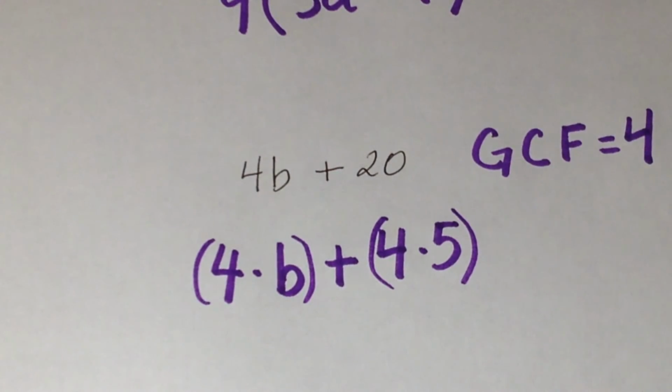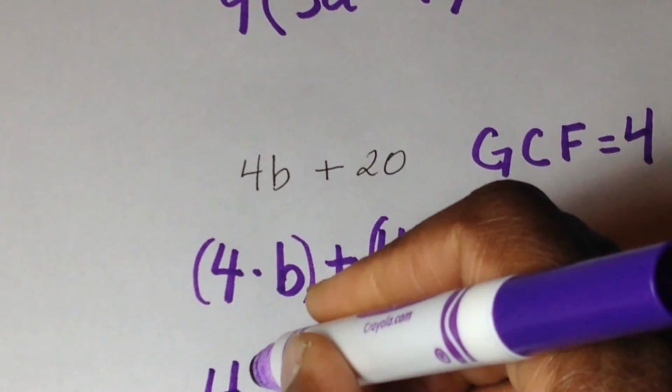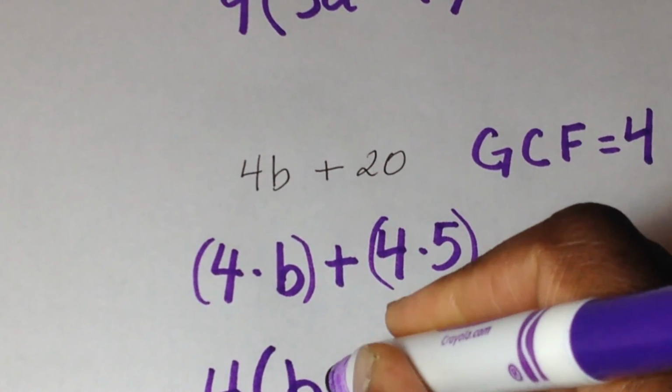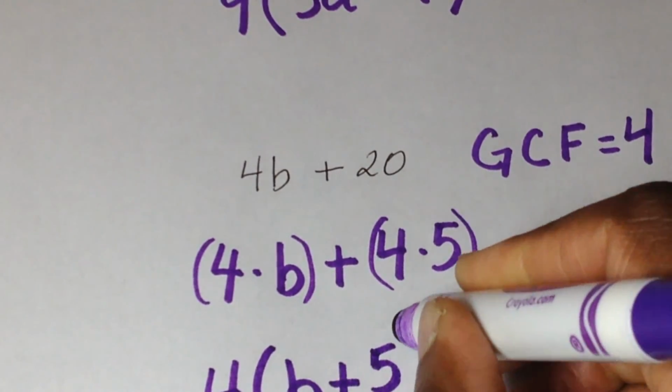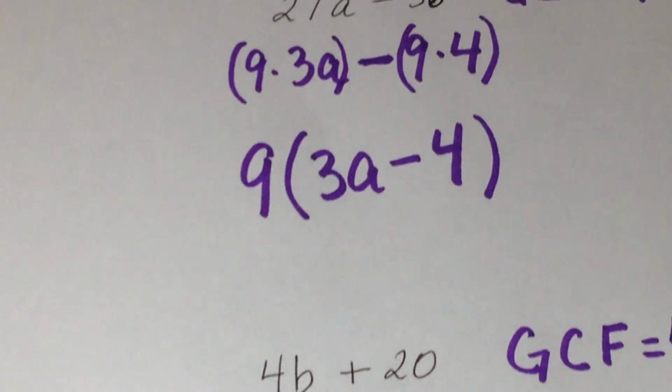All right, that's what I originally would have come to if I went backwards, right? Remember, if we rewound it, to get that. So now it's going to be 4 in parentheses b plus 5. Okay, there you go. 4 multiplied to b plus 5. And that is factoring algebraic expressions.